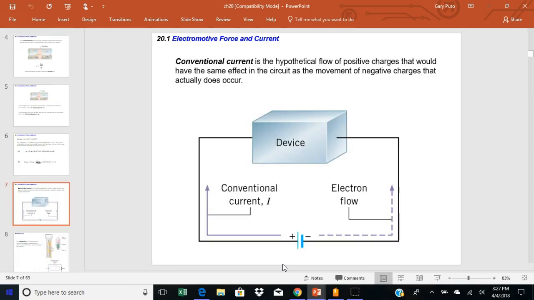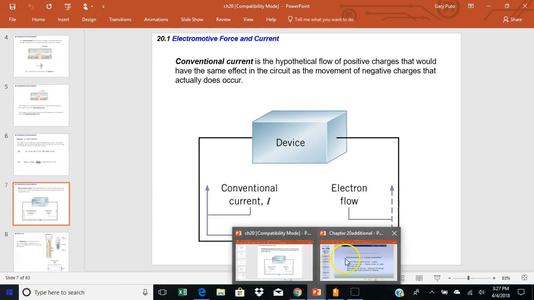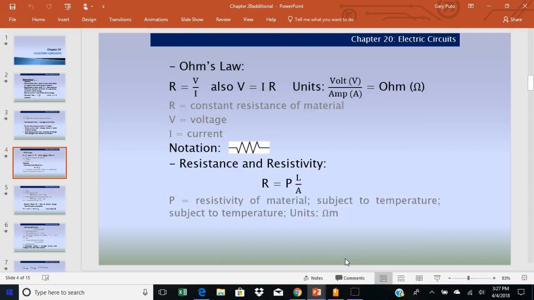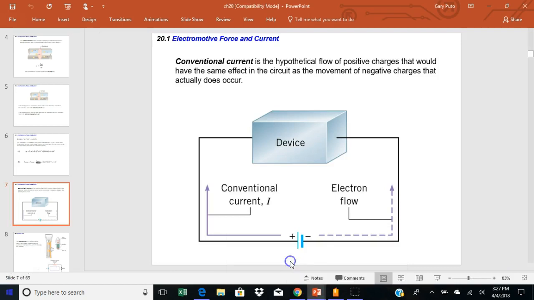Okay, when we talk about current, there's DC current and alternating current. Here's an electric circuit diagram where you have your battery and an energy consuming device. Current I flows.